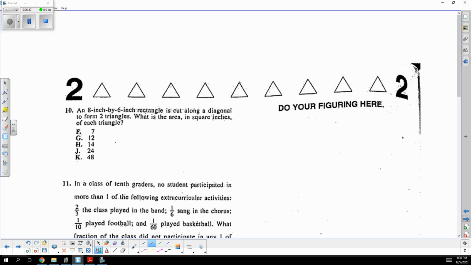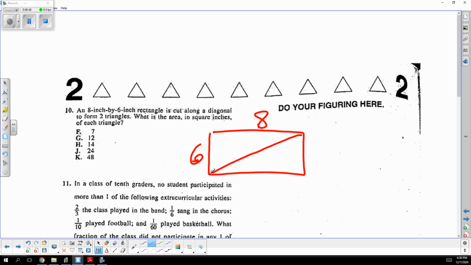All right. An 8 by 6 rectangle is cut into 2 triangles. What is the area of each triangle? Half. So it would be 1/2 of 48. 8 times 6, half of that is 24, J.